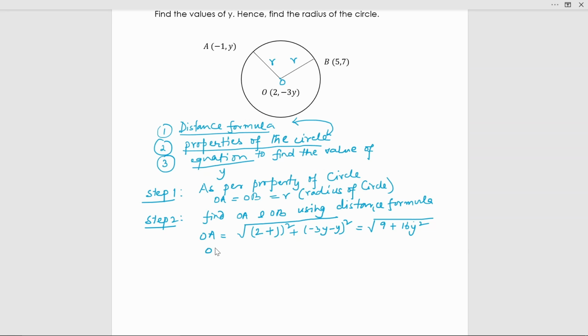Similarly, OB, which is root over of (2 minus 5) square plus (minus 3y minus 7) square, which will be giving me root over of 9 plus (3y plus 7) square. So this is my equation 1 and this is my equation 2.